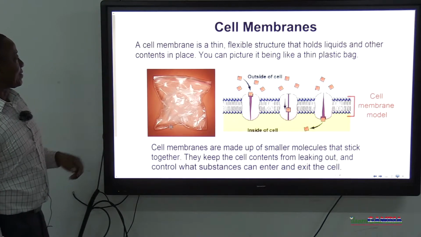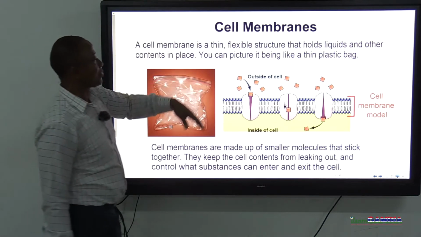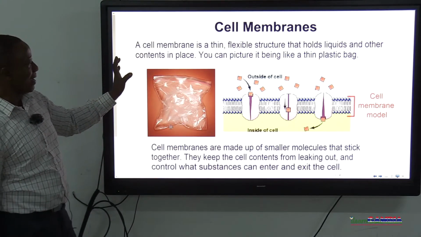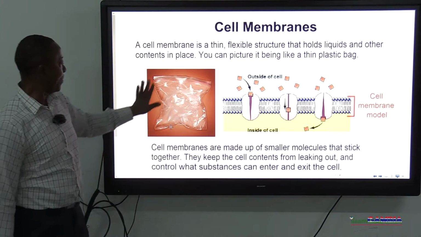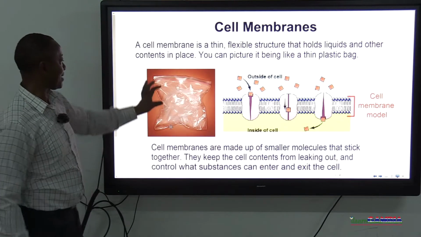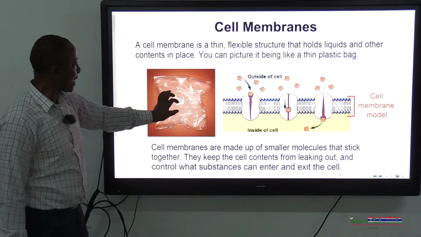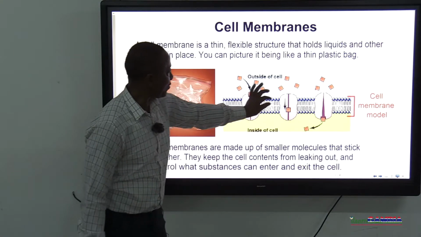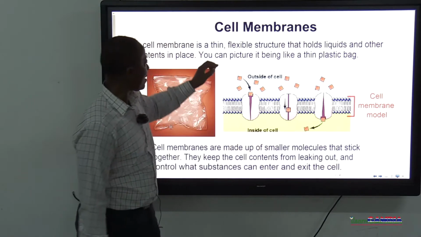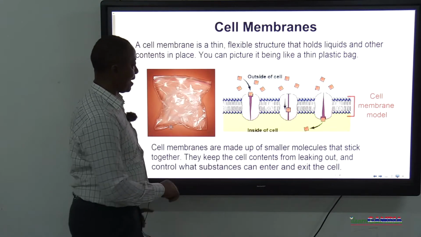So the cell membrane, we say, is a thin, flexible structure that holds liquids and other contents in place. You can think of it like a plastic bag. You can put a lot of things inside the plastic bag, but the bag itself is made up of tiny units, and at certain points you have areas wherein materials can come in and out.